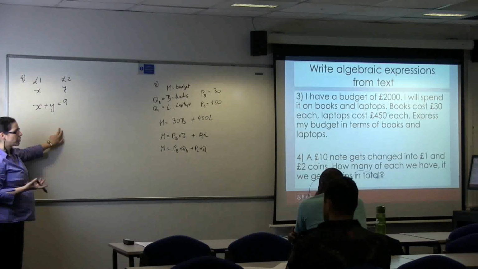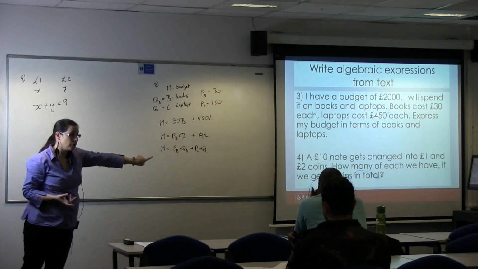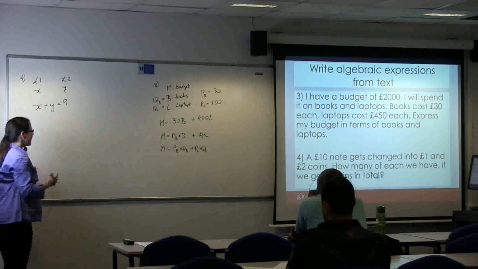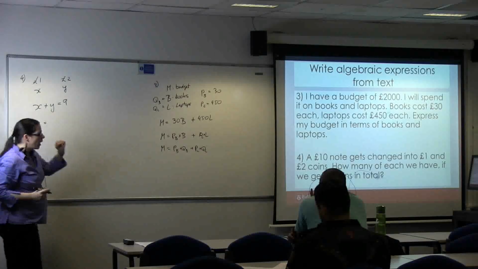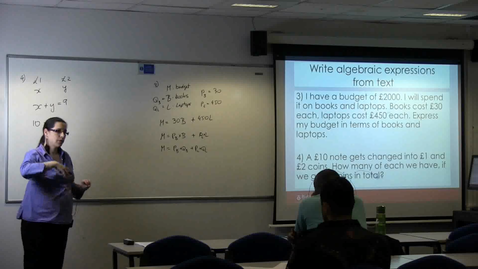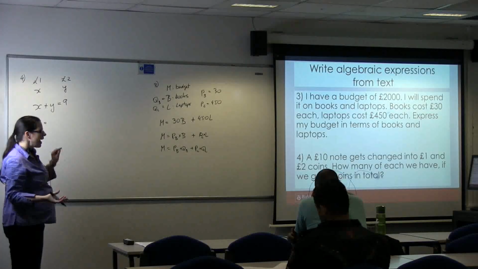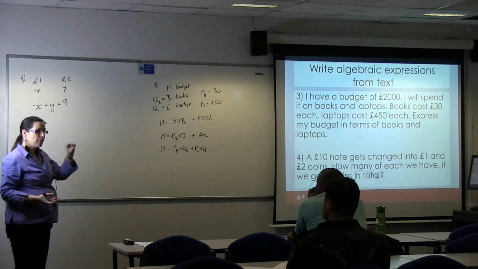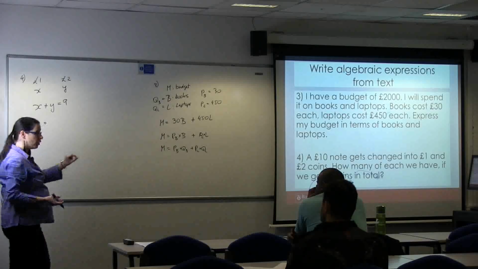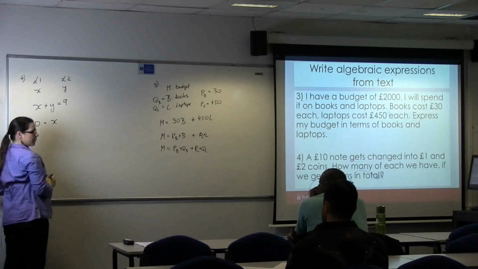So what's the other information that we can take into account? I started with a £10 note. So that £10 has to be equal to the value of the £1 coins plus the value of the £2 coins together. So I've got X number of £1 coins, each of them worth £1. So I've got 1 times X, or X times 1, which is just X.